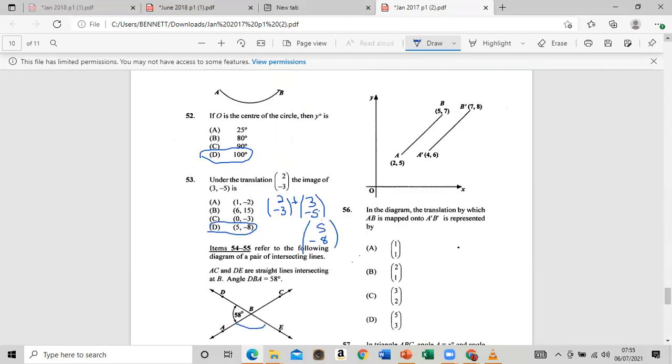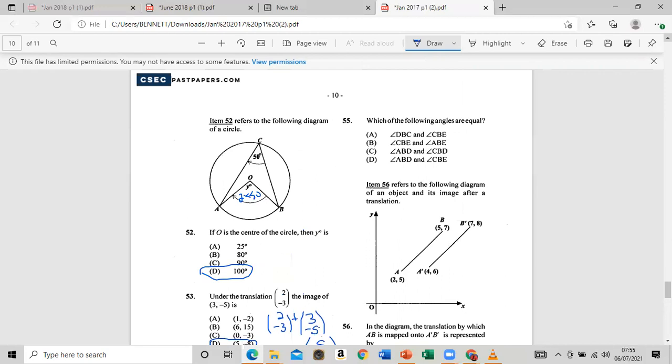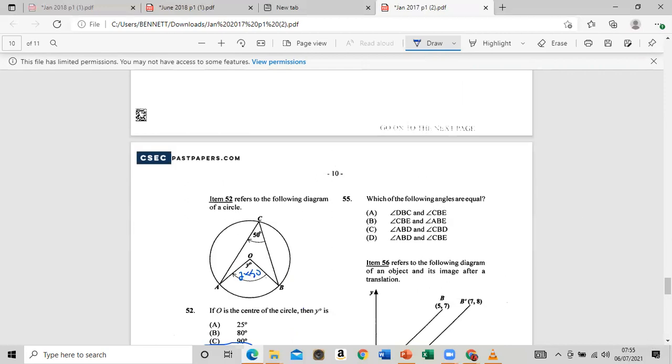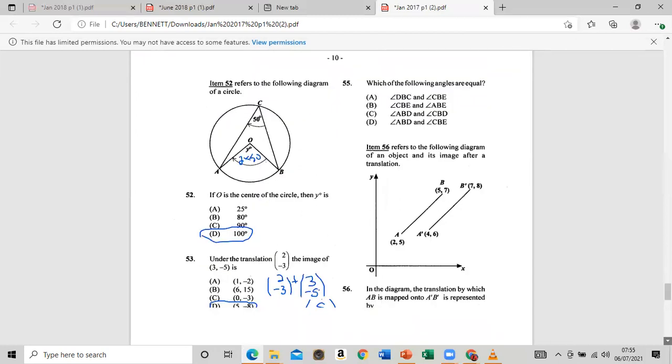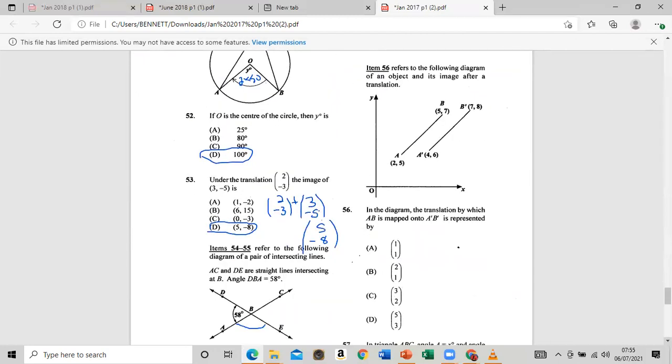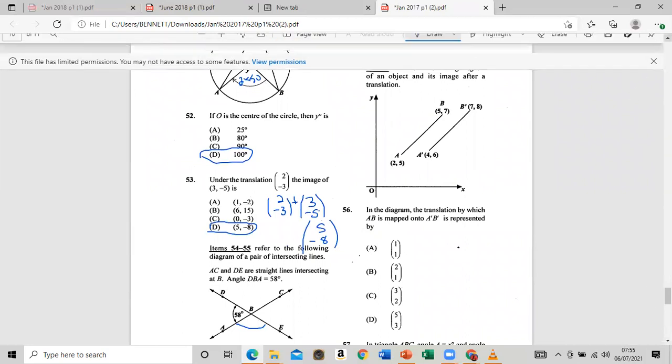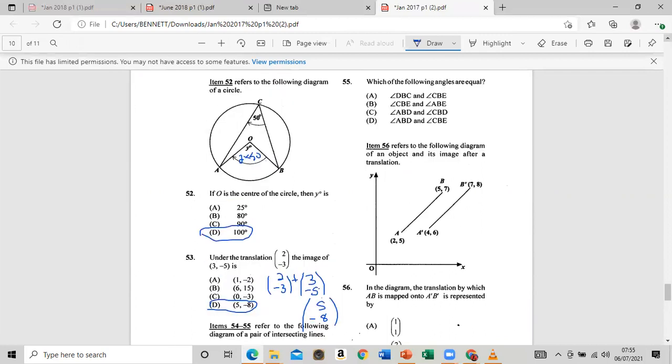All right, peeps. All right. So which of the following angles are equal? Let's see which one. You can't see it. Let me just look up here. DBC and CB. Take a picture of this.